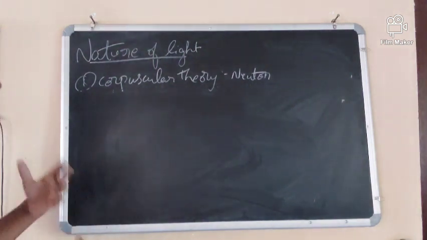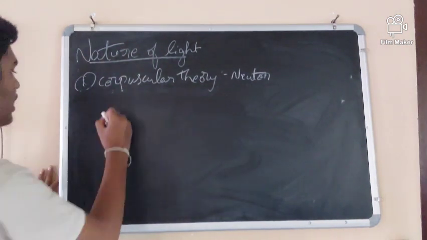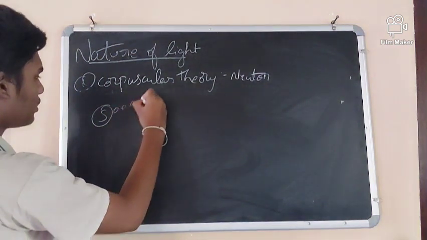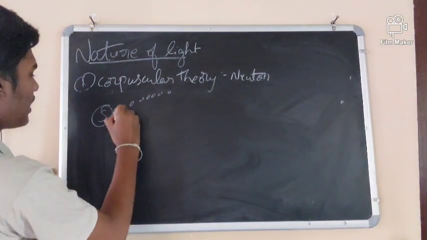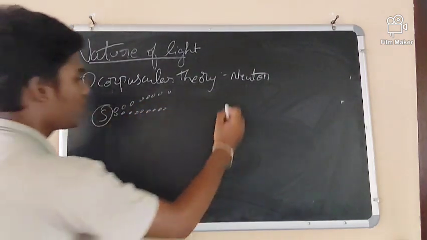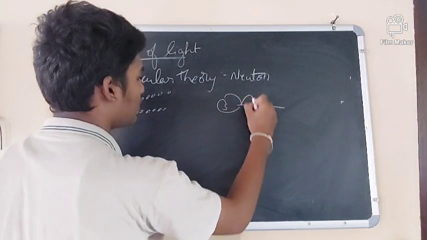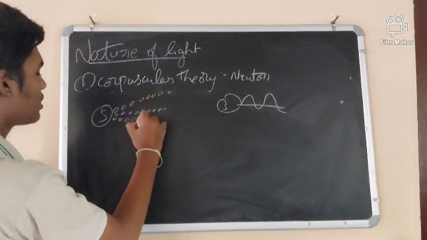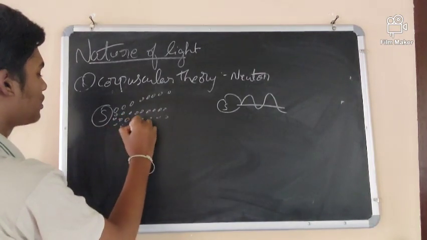Okay, according to the corpuscular theory, when we take a source of light, the light propagates like small particles. Actually, light propagates like a wave, right? But according to the corpuscular theory, light propagates through small particles.